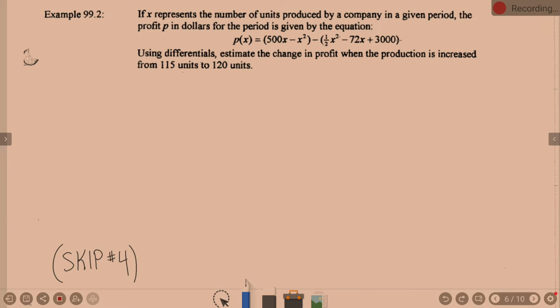I gave it away, didn't I? I always try and write them down ahead of time, but so often I forget, and I get to the end, I was like, oh, okay, I gotta write all this down for you guys. So I went ahead and wrote down skip 4.